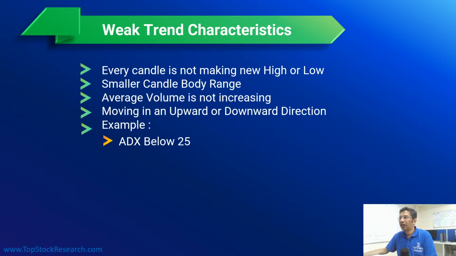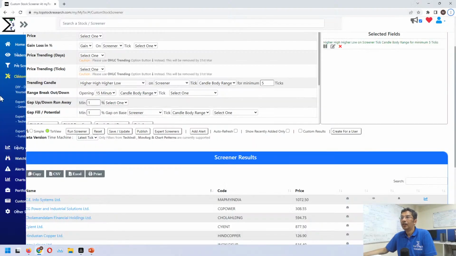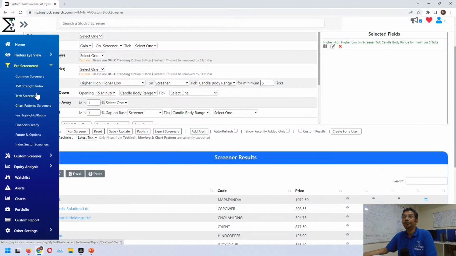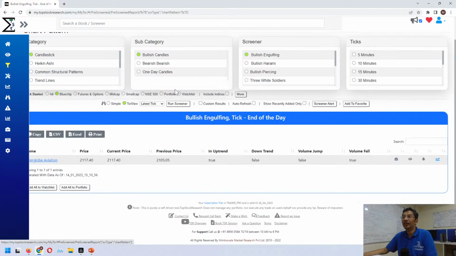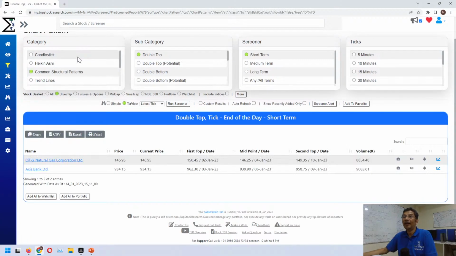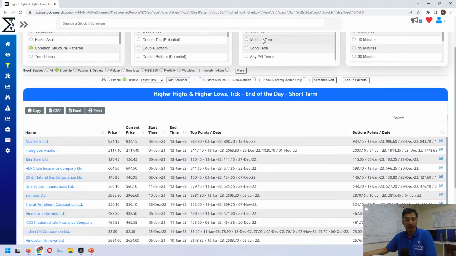These things can be spotted in a typical higher high, higher lows. I'll try to give you an example out here where it is making higher high, higher lows. So going into the chart pattern screener, we have common structural patterns. In the common structural patterns, we have higher high, higher lows. We look at some of those stocks.